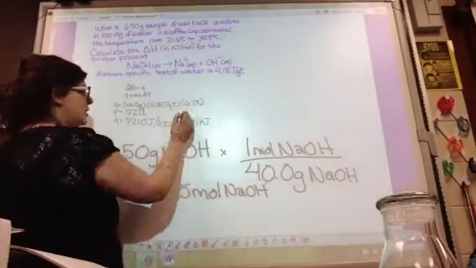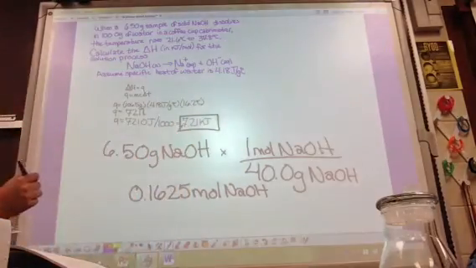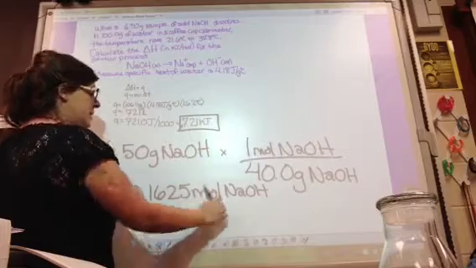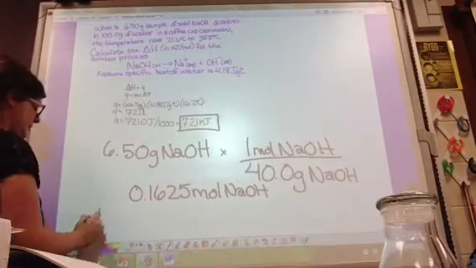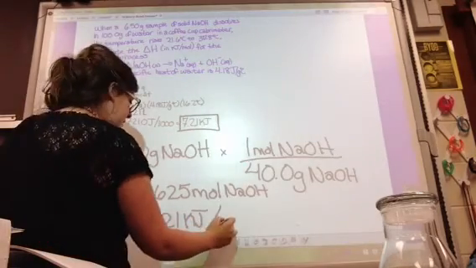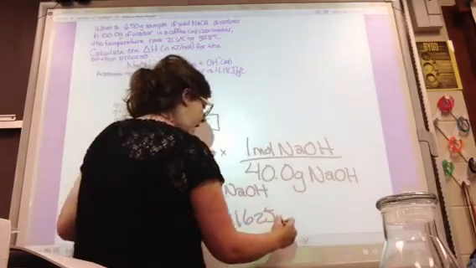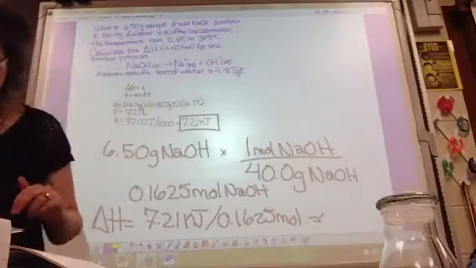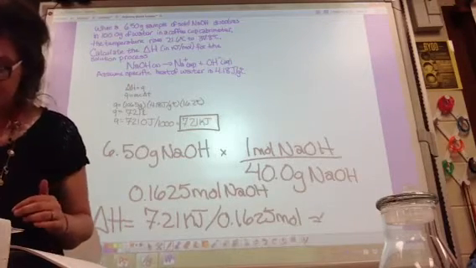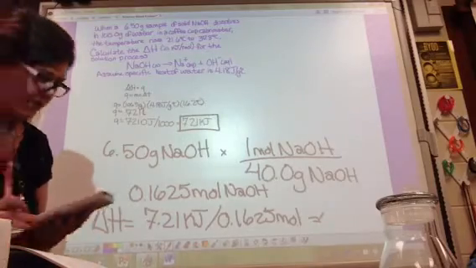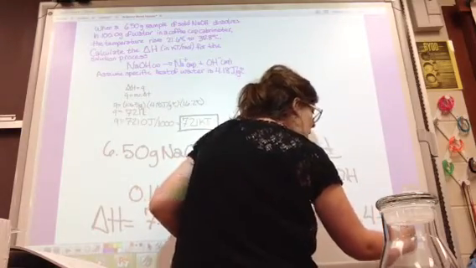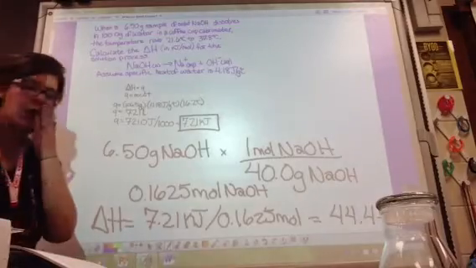We knew also up here that we had 7.21 kilojoules, and I need my delta H to be in kilojoules per mole. Here's my kilojoules, here's my moles, so for delta H in kilojoules per mole, I take 7.21 kilojoules divided by 0.1625 moles. 7.21 divided by 0.1625, we should get 44.4 kilojoules per mole.